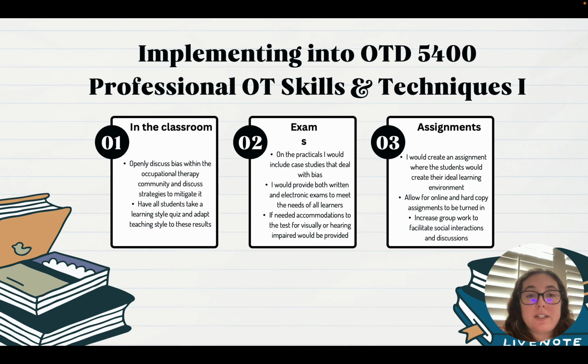And then implementing this in OTD 5400, OT Skills and Techniques 1. So these are just a few ways that I would implement this into this course. So in the classroom, I would openly discuss bias with the occupational therapy community and discuss strategies to mitigate it. And I would have all students take a learning style quiz, similar to what we did at the beginning of this semester, and I would adapt my teaching style to these results. So I could either do more hands-on learning, I could do more videos, I could do more lecturing. Really just depends on the classroom and what the students need.